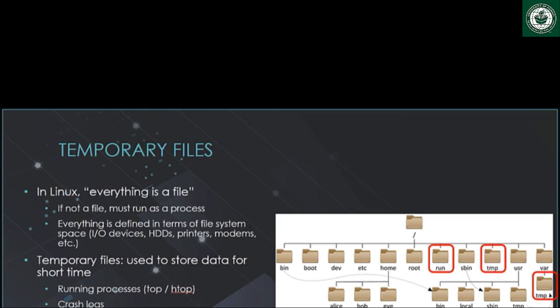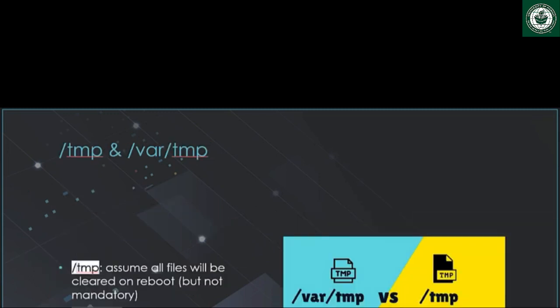So there are 3 important temp file directories for you to know about. There's /tmp, /var/tmp, and /run. We're going to talk about those briefly to the extent you have to know that. Okay, so /tmp and /var/tmp. The main difference between them is in their retention period for the data. Data stored in /var/tmp is more persistent than in /tmp.